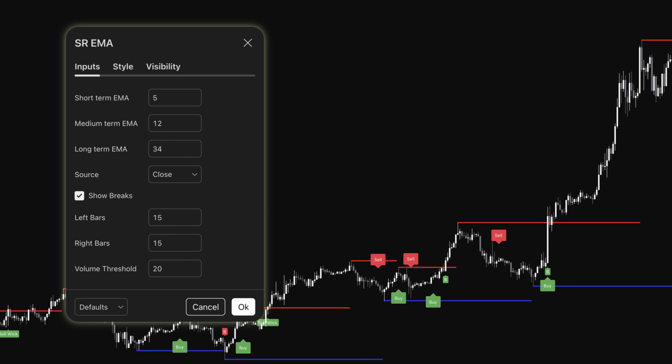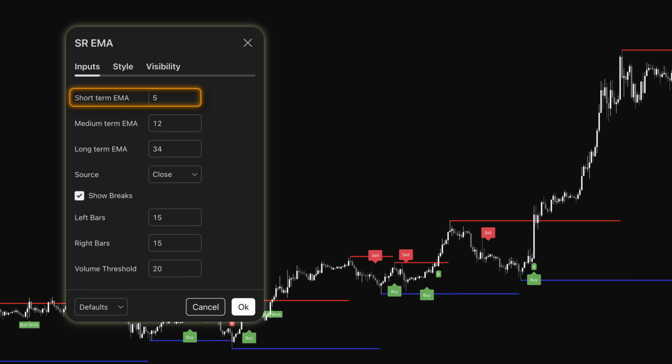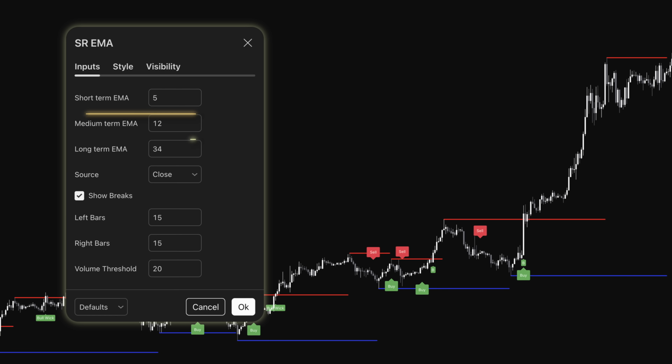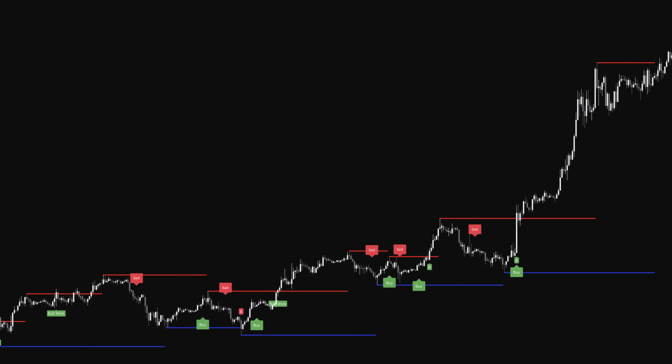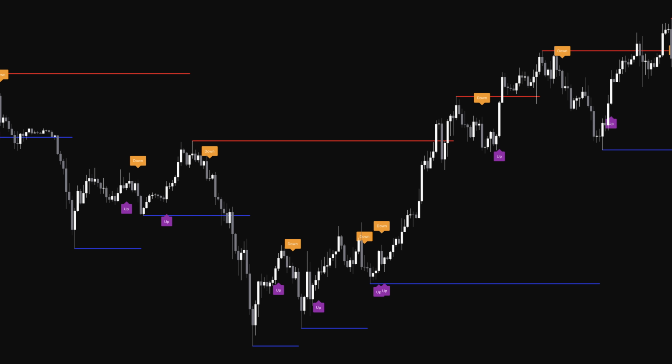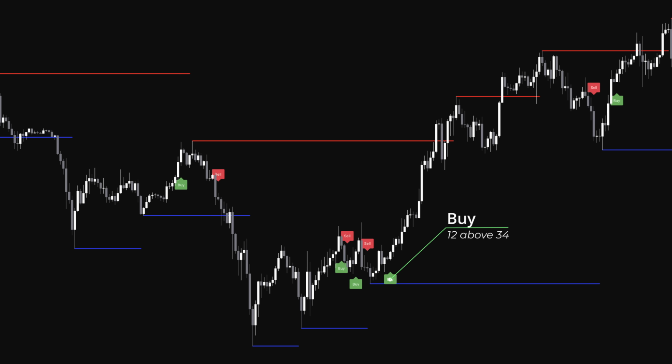The EMA system uses 3 periods: short-term at 5, medium-term at 12, and long-term at 34. The visual signals include 4 distinct patterns. Uptrend labels appear when the 5 EMA crosses above the 12 EMA, and downtrend labels when it crosses below. Buy signals fire when the 12 EMA crosses above the 34 EMA, and sell signals when it crosses below.